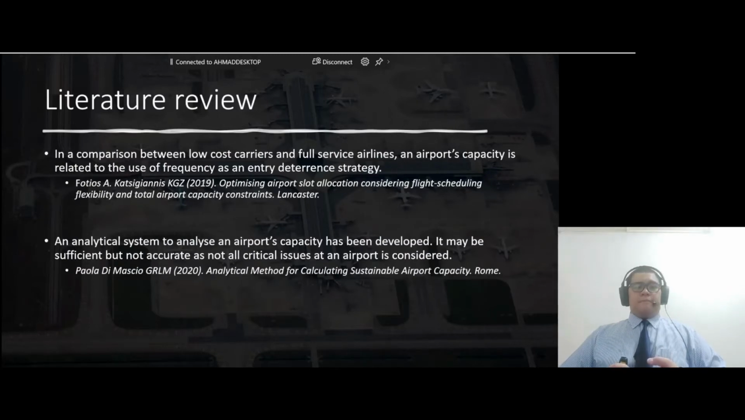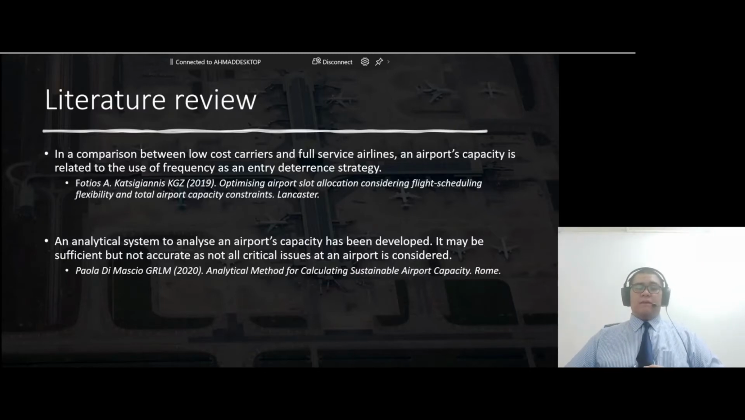Now, Photios A. Kasigiannis, in his report titled Optimizing Airport Slot Allocation, Considering Flight Scheduling Flexibility and Total Airport Capacity Constraints, made a comparison between low-cost carriers and full-service airlines, and he found that the airport capacity is related to the use of frequency as an entry deterrent strategy. He found that the low-cost carriers often hold an advantage as it is difficult to deter them from entry if an airport's capacity is high enough.